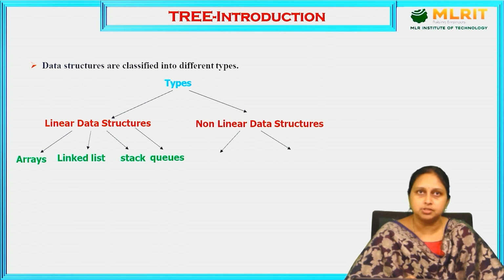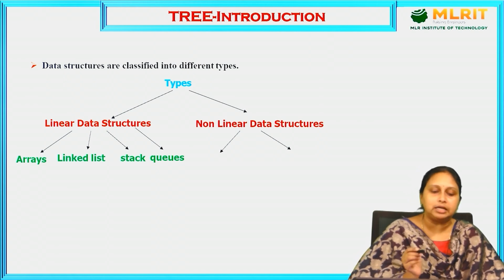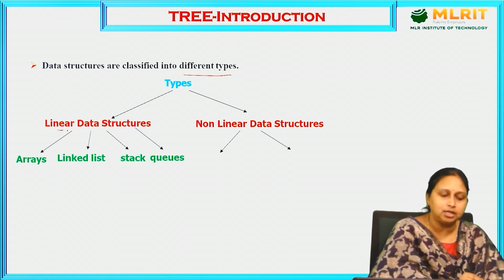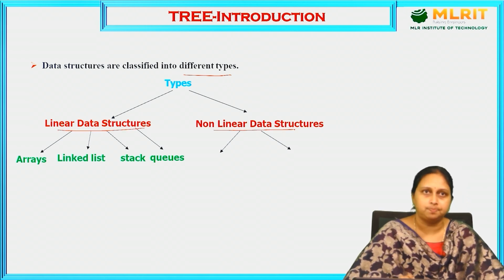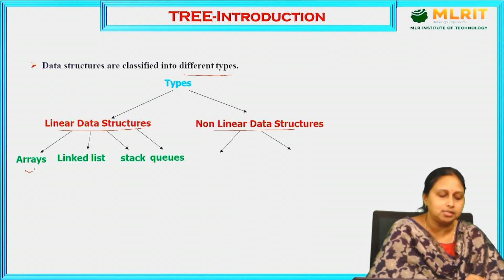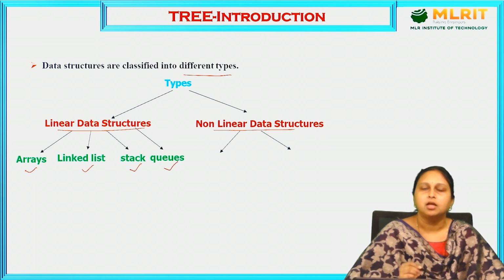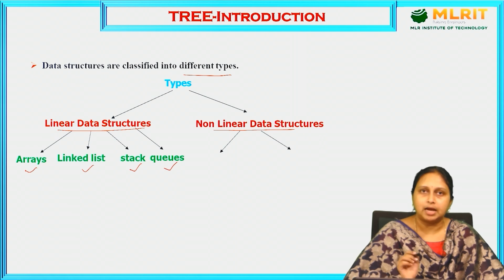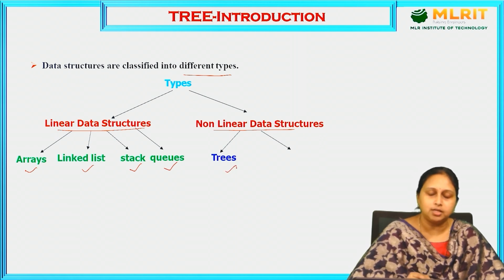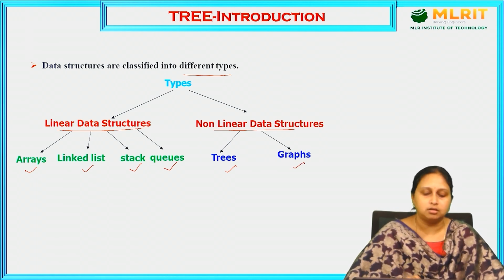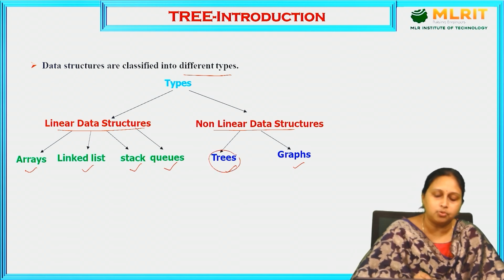As we have discussed, data structures are mainly classified into different types. Those are linear data structures and non-linear data structures. Under linear data structures, we already covered so many concepts, that is arrays, linked lists, stacks and queues. Now, what we are discussing is related to non-linear data structures. Under non-linear data structures, we have two types mainly. One is trees and another one is graphs. But in this session, we are going to discuss completely about trees.